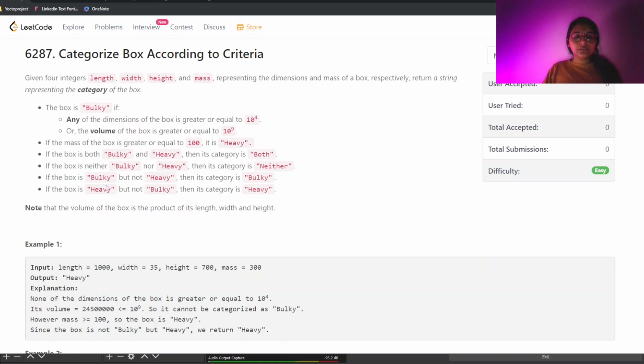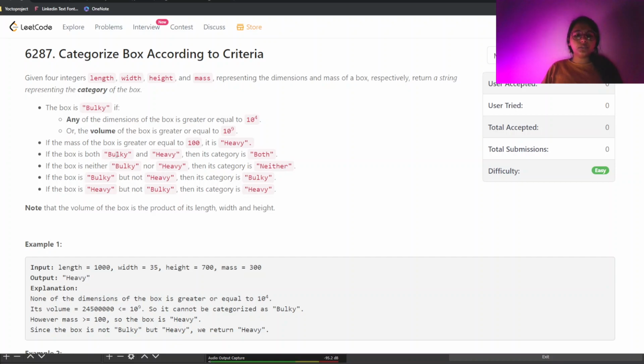So basically, these are the following categories which we are required to present, and accordingly we are required to return the answer. So the first category is: the box is bulky if any of the dimension of the box is greater than 10 raised to the power 4 or the volume of the box is greater than 10 raised to the power 9. So these are the two things which we are required to check for the box to be bulky. If the mass of the box is greater or equal to 100, it is heavy.